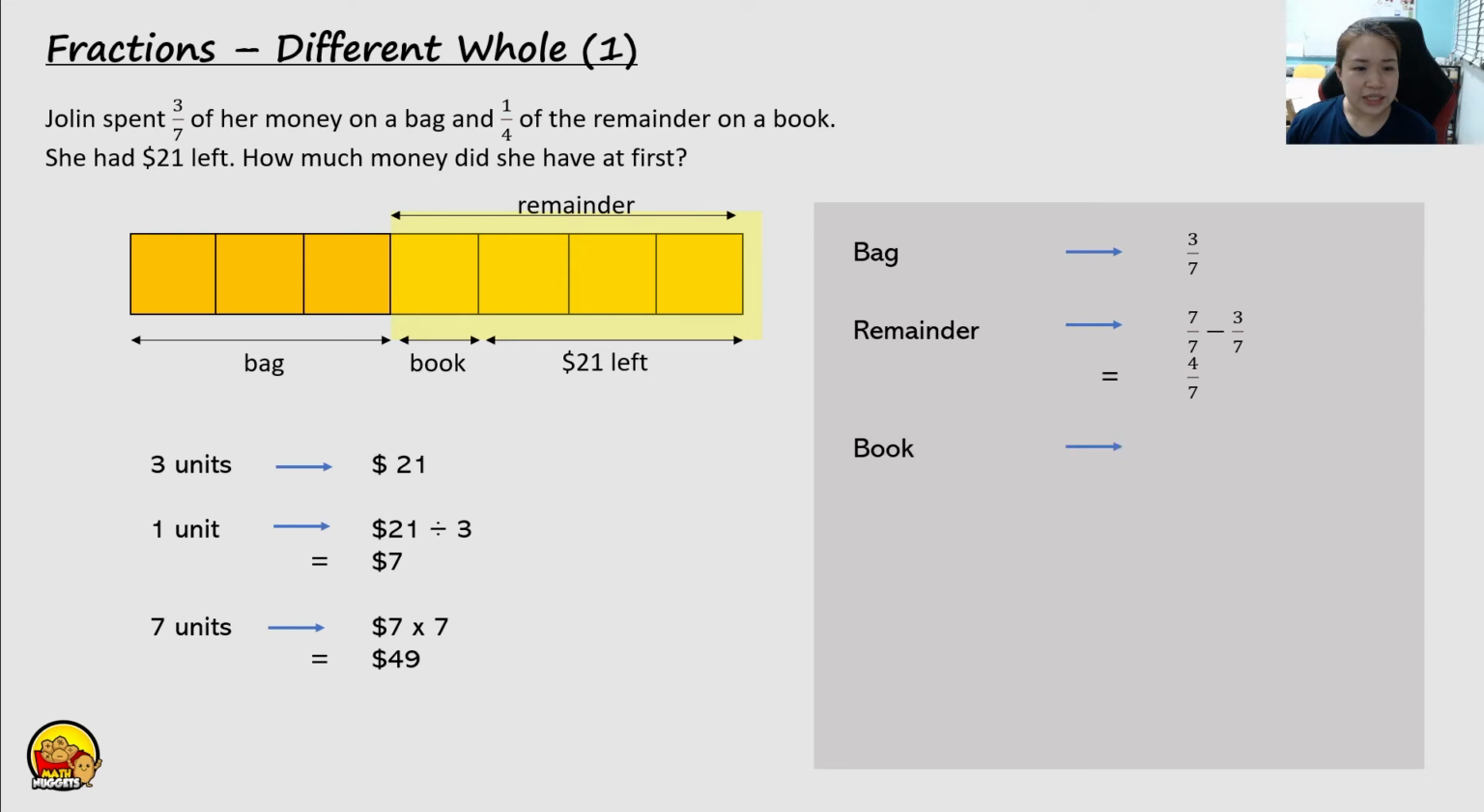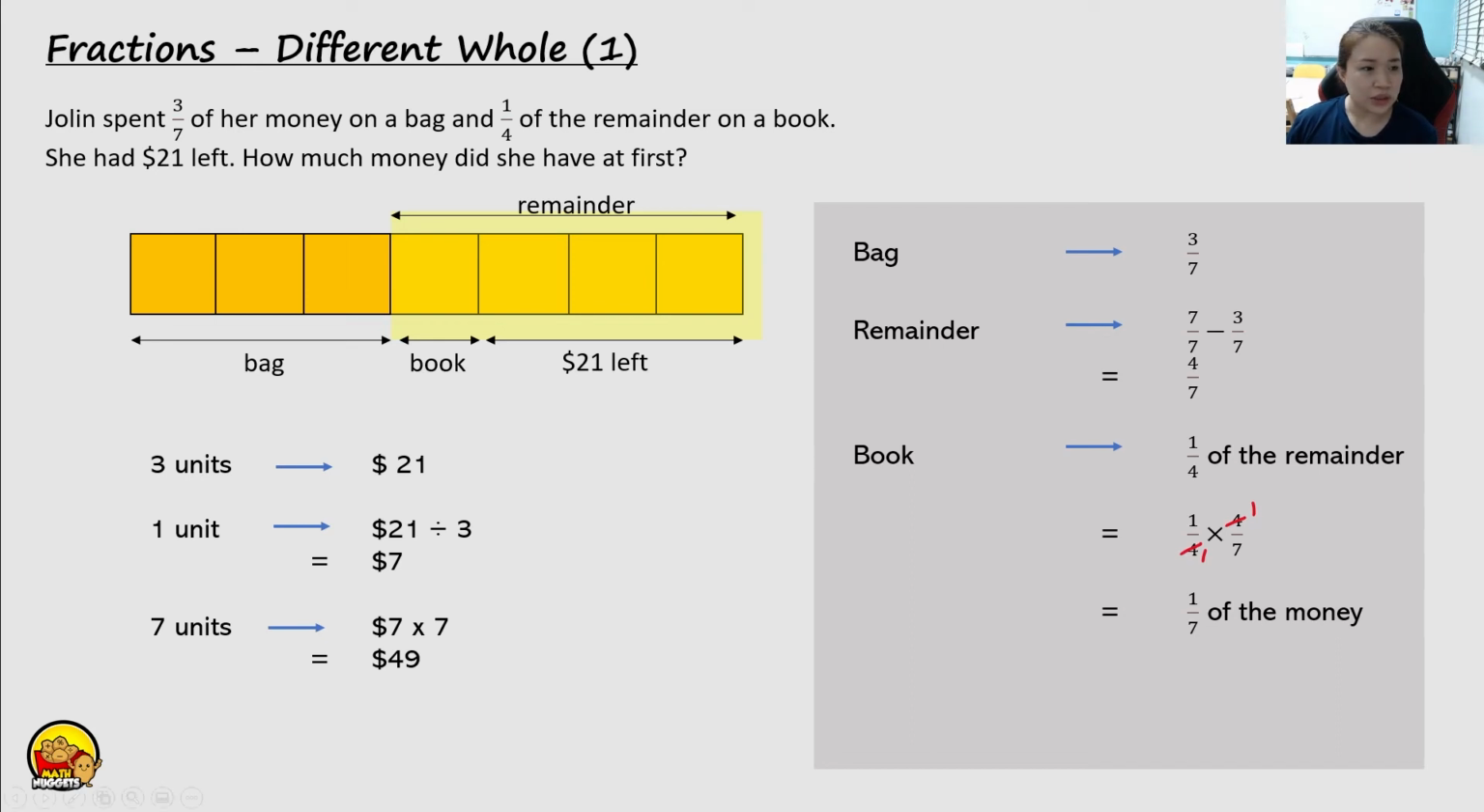So then it says that she bought a book with 1/4 of the remainder. 1/4 of the remainder, which I'm going to do 1/4 times the remainder, which is 4 out of 7. And I can do cross cancellation over here, which will give me 1 out of 7. And that fraction would mean that the book is actually 1 out of 7 of the money. She spent 1/7 of the money on the book.